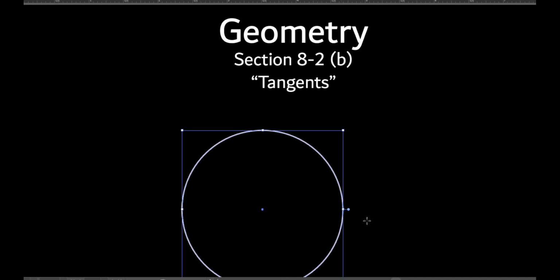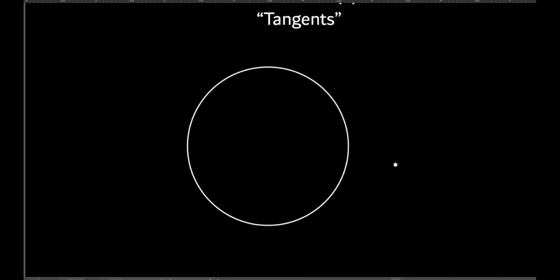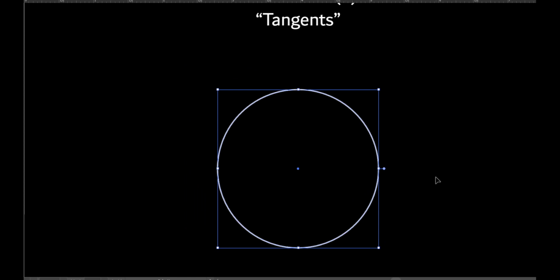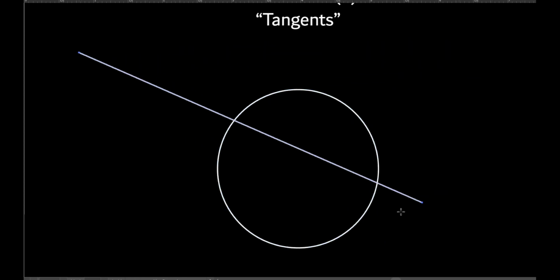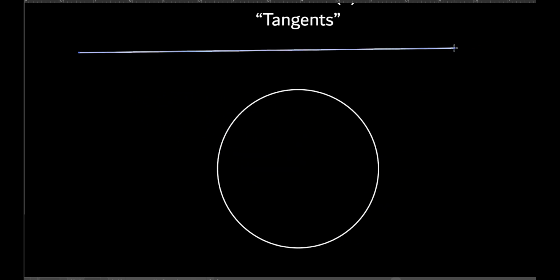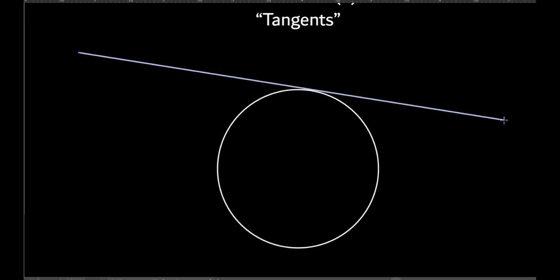What is that? Yeah, not in the circle. It hits one point on the circle, correct. So like this, here's a line, right? Is that a tangent? Is that a tangent? Is that a tangent? No. When is it a tangent? Right there. Okay, so it hits at one point on the circle.